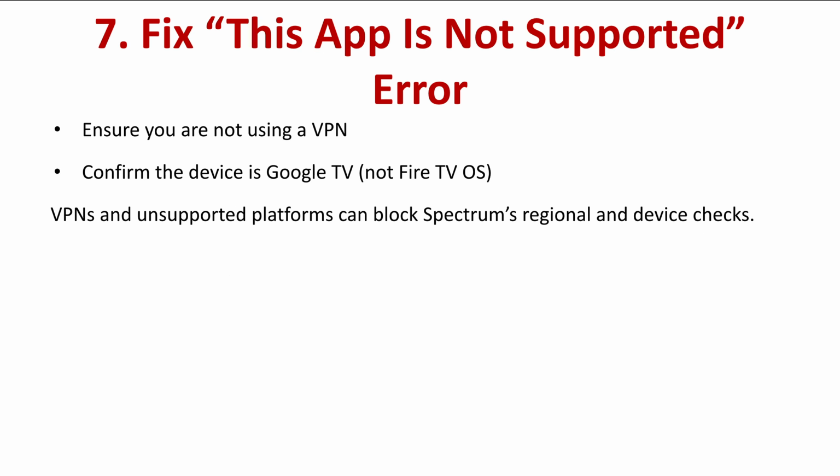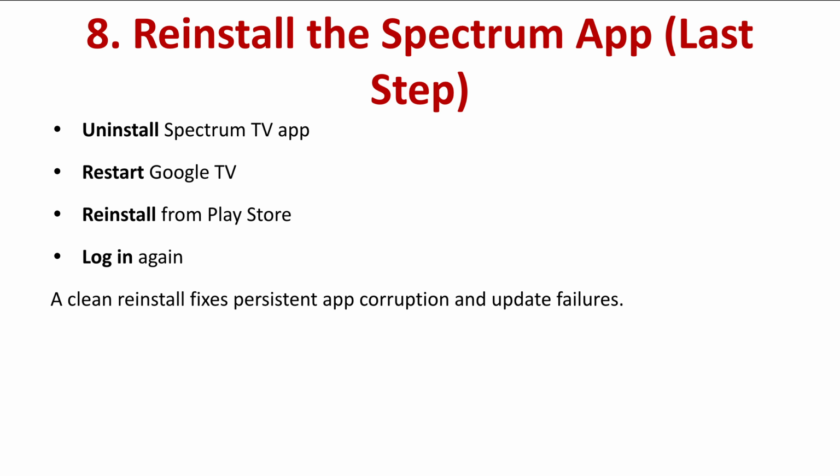Seventh step is fix this app is not supported error. This is very common error. Ensure you are not using a VPN. Confirm the device is Google TV, not Fire TV OS or any other brand. So when VPN and unsupported platform can block Spectrum region and device checks.